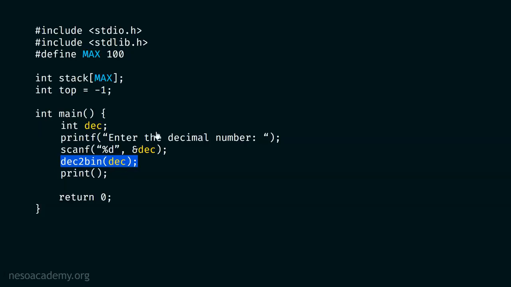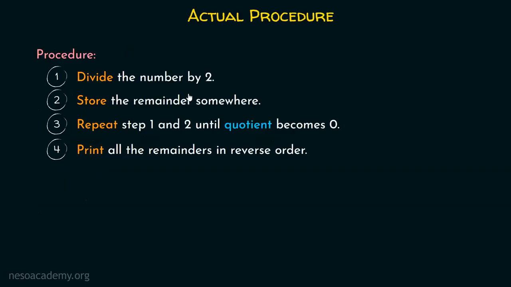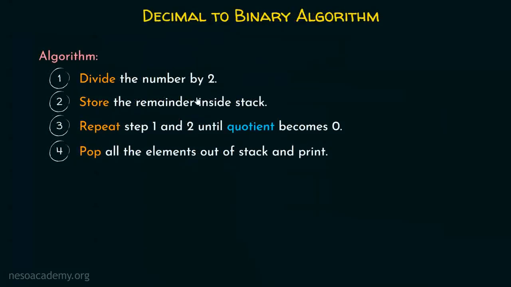We must always remember the algorithm behind this function. The actual procedure is: divide the number by 2, store the remainder somewhere, repeat steps 1 and 2 until the quotient becomes 0, and print all the remainders in reverse order. Now let's convert this to the decimal to binary algorithm that we will use in our program.